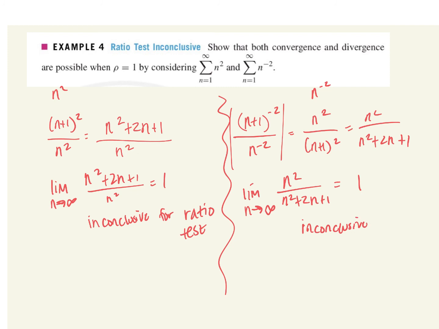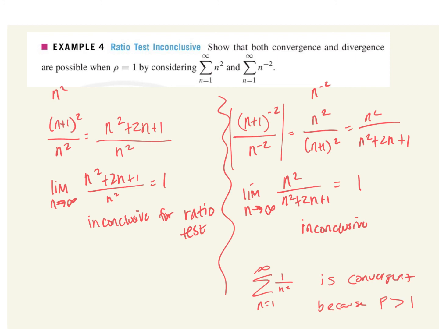But this series is convergent by the P series, because P is, well, when it's flipped, it's greater than 1. Let me actually write it. That's how I would typically write it. So 1 over n squared, because P is greater than 1.